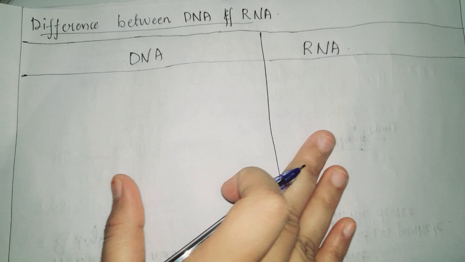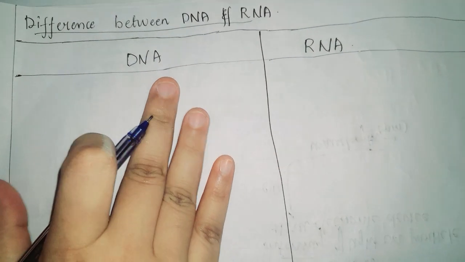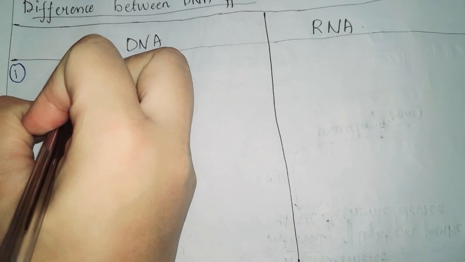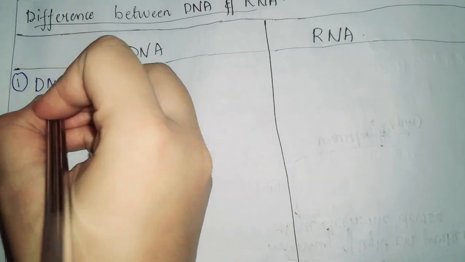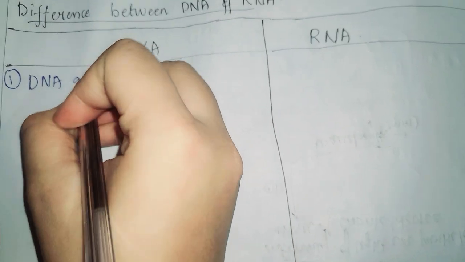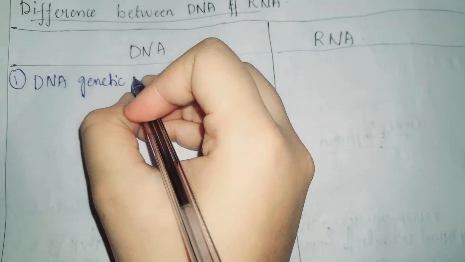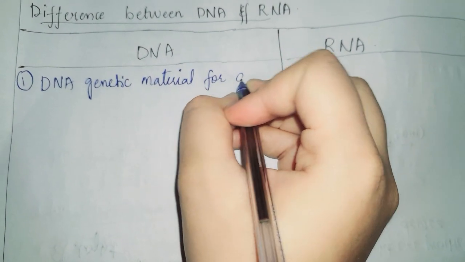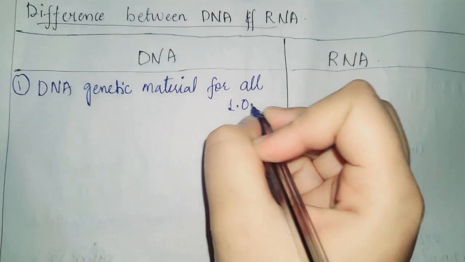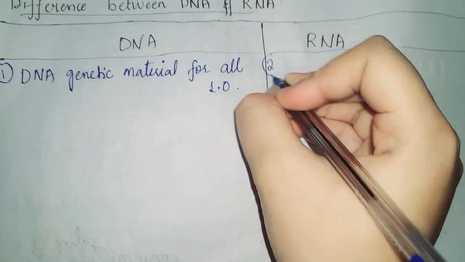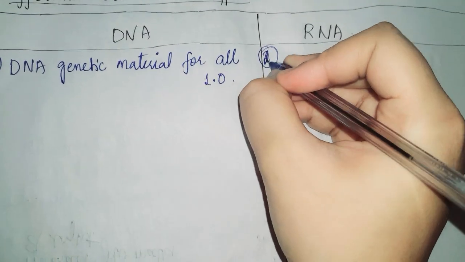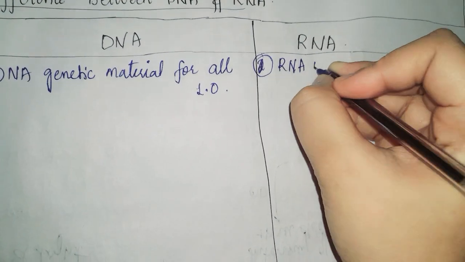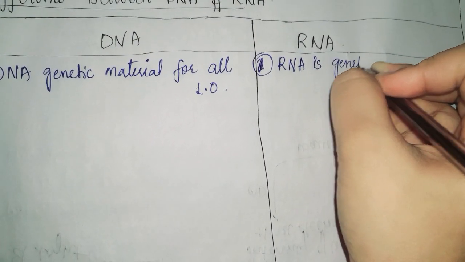Let's start the video. So the first difference: we'll start with DNA. We know that it is a genetic material, right? DNA is a genetic material in all living organisms. And if we talk about RNA, RNA is a genetic material for viruses. So RNA is a genetic material in some viruses.